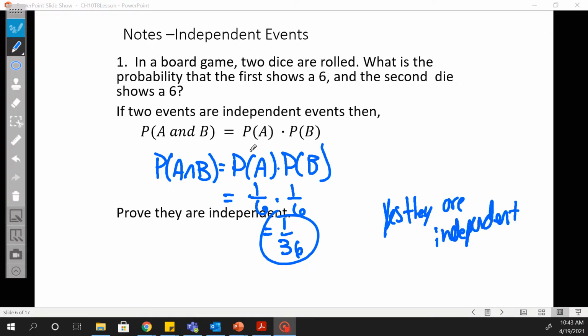Now, if we had calculated probability of A times the probability of B and it wasn't 1 over 36, then they would not be independent because we already showed that the true probability is 1 over 36. Okay, so if this calculation is also 1 over 36, then they are independent. If this calculation is something else, then they're not independent.